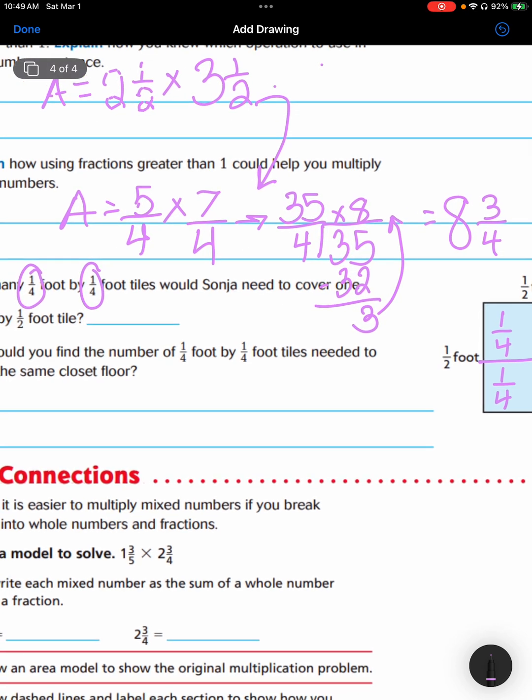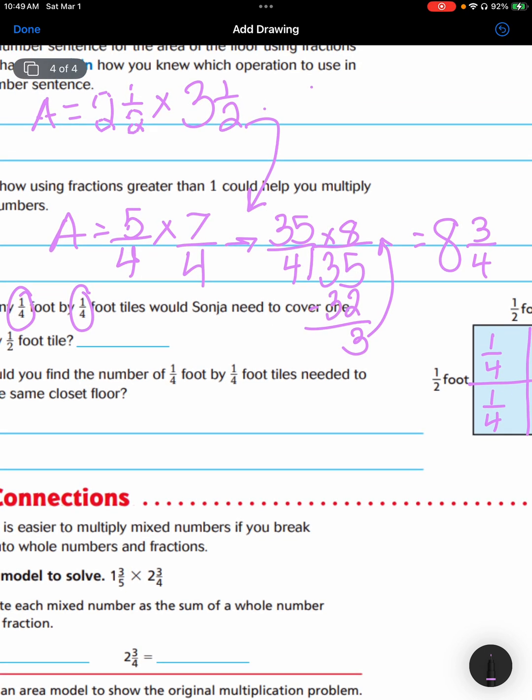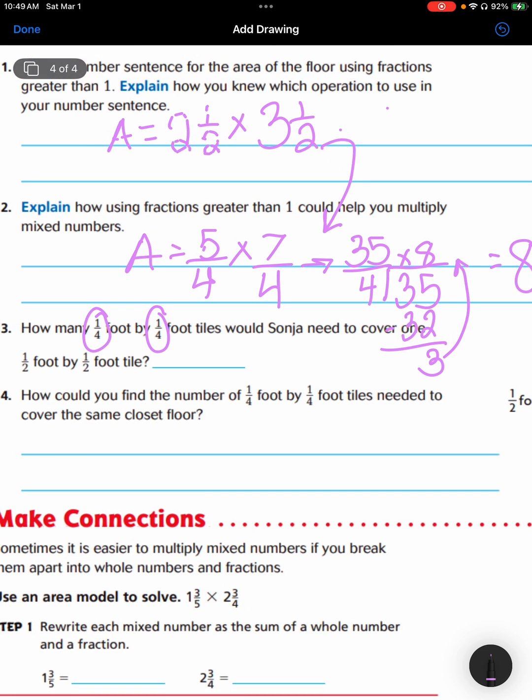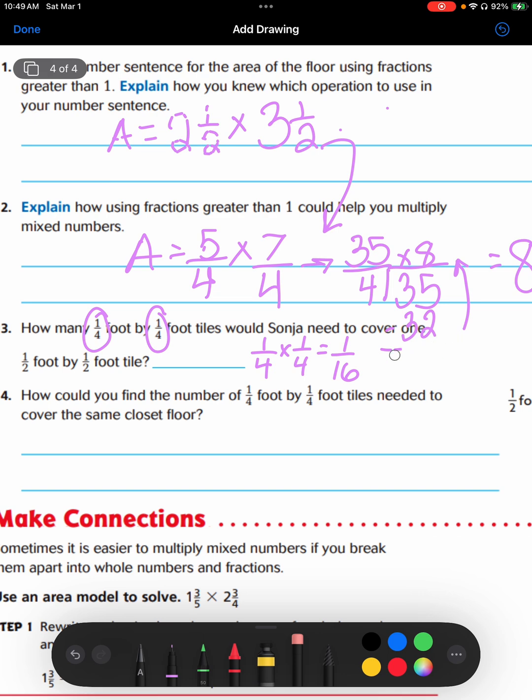Okay, so now all you have to do for this one is 1/4 times 1/4, which would get you to 1/16. Now, if we wanted to get back to 1/4 here, we could multiply. Just going to erase this for the sake of space.